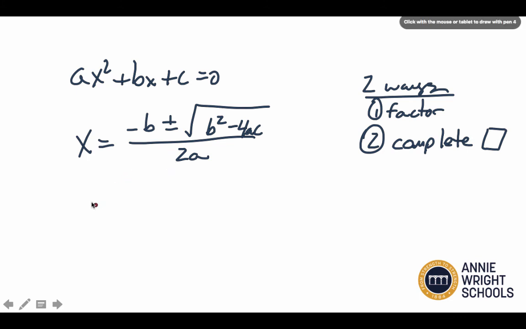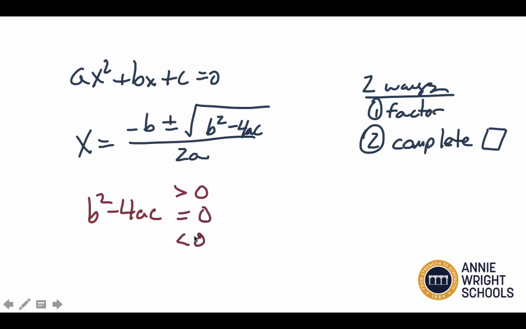The other thing I want you to know for tomorrow is that b squared minus 4ac is called the discriminant, and it tells you things about quadratics if it's greater than 0, equal to 0, or less than 0. The things it tells you is that you either get two solutions to the quadratic, one solution, or two imaginary or no real solution. Real meaning real numbers.